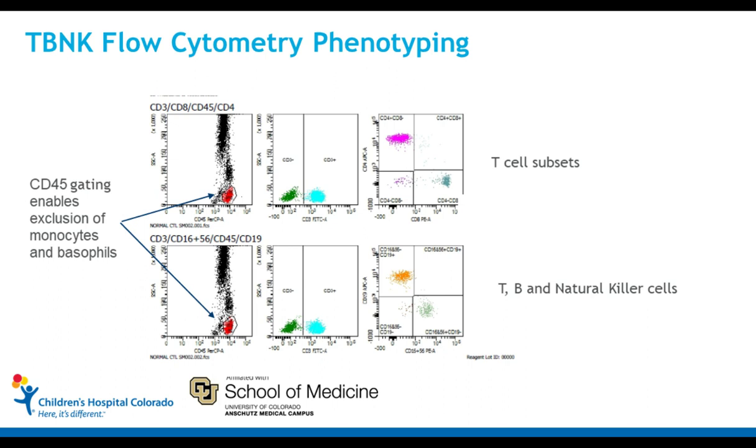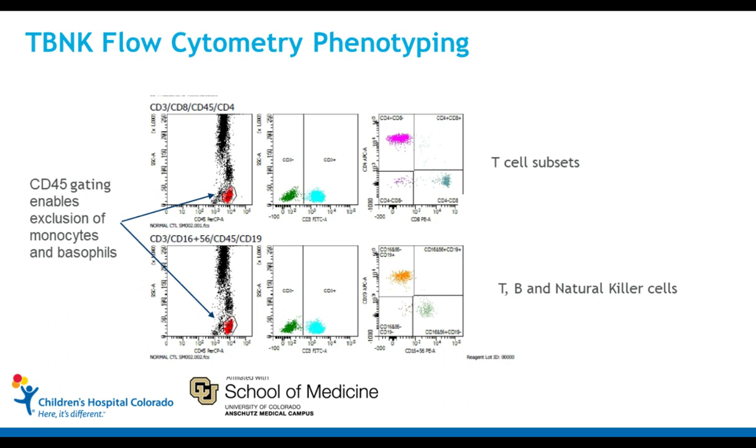So whole blood is stained with a number of monoclonal antibodies that specifically identify lymphocytes, CD4, CD8, CD3 T cells, B cells using CD19, and natural killer cells using a combination of CD16 and 56. And these are all surface markers that are specific to these cell subsets.